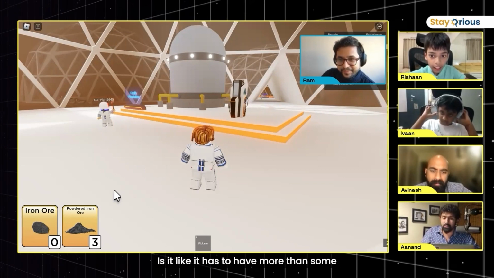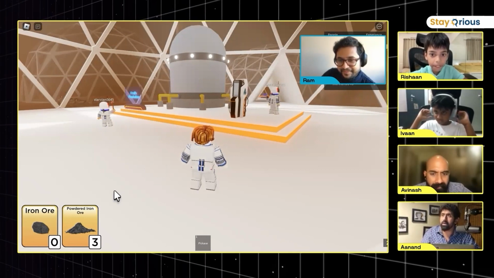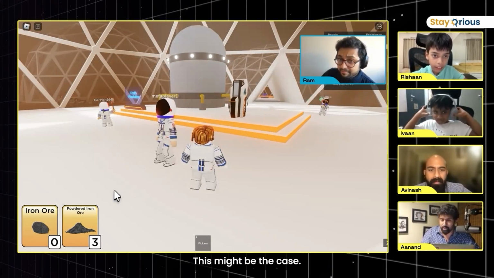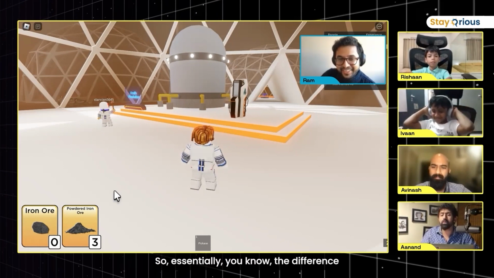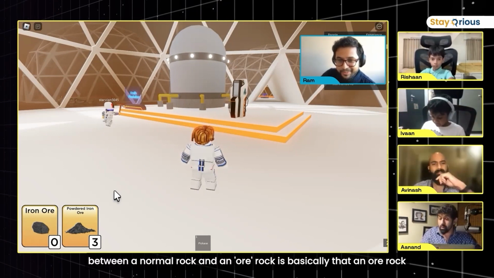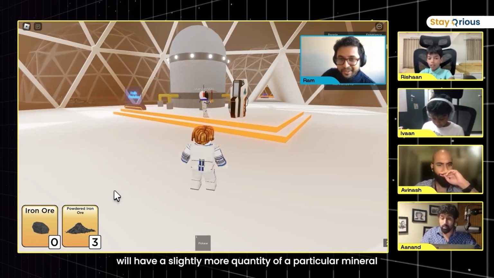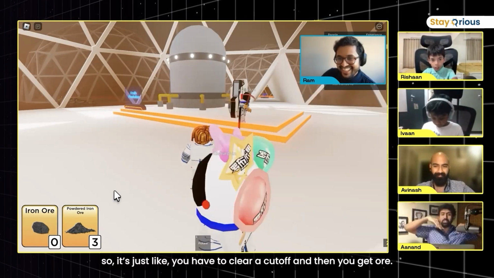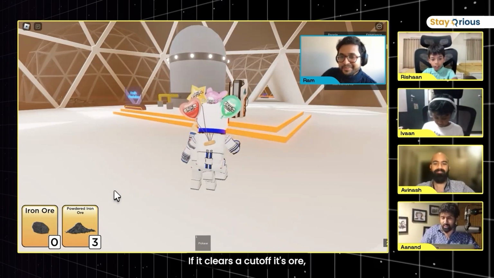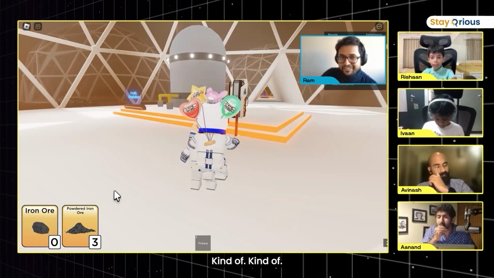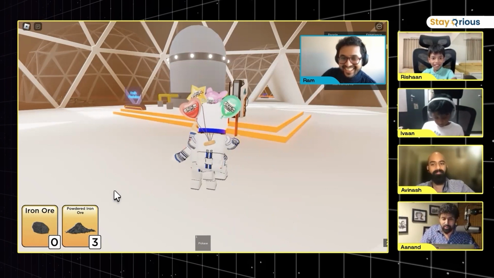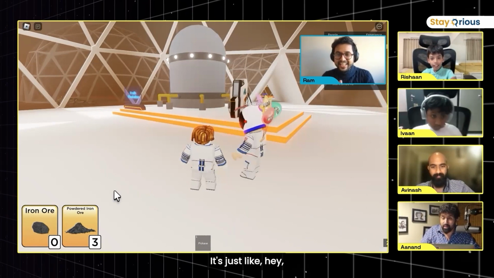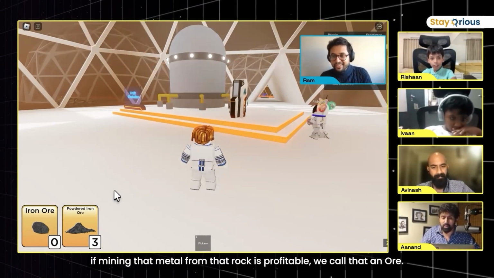Is it like it has to have more than some percentage of that chemical inside? I have a vague memory this might be the case. Got it. So essentially, the difference between a normal rock and an ore rock is that an ore rock will have a slightly higher quantity of a particular mineral or metal. So it has to clear a cutoff, and then you get ore. If it's below that cutoff, it's just rock. Kind of. The cutoff is no hard and fast rule. It's just that if mining that metal from that rock is profitable, we call it an ore.